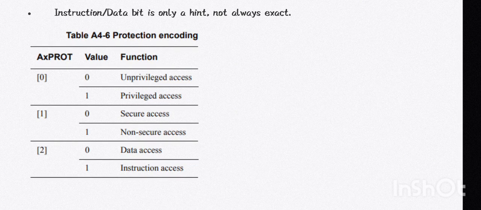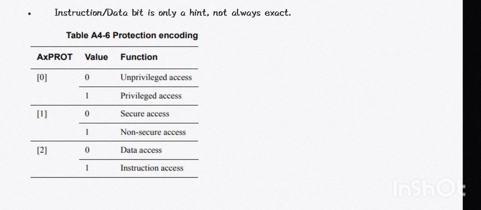AxPROT[0] of 0 means privileged region, and 0 means unprivileged, while high means privileged. AxPROT[1] is the security level. When 0, meaning low, it is secure. If high, it is non-secure. AxPROT[2] is the access type.